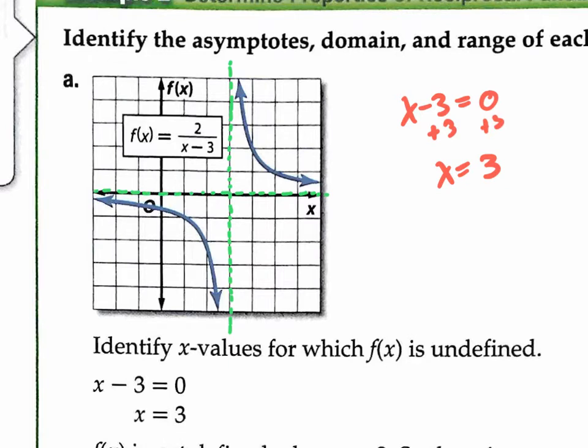Okay, so let's really understand this. The vertical asymptote was found by setting this equal to 0. So that vertical asymptote is x equals 3. The horizontal asymptote, the asymptote that runs left to right, is the line y equals 0, the x-axis. So let's try another one.